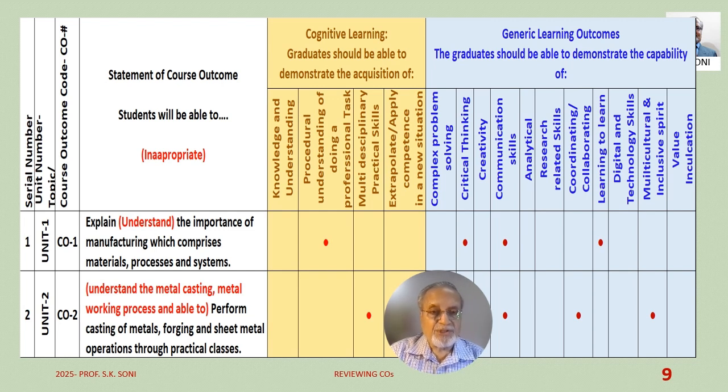CO1: Explain the importance of manufacturing, which comprises materials, processes, and systems. Previously, the action verb understand was used, which is inappropriate because understanding takes place within the mind of the student, and it is very difficult for anybody to see or read the mind of the student.